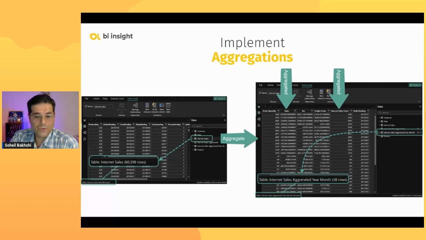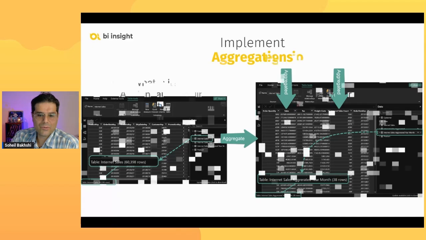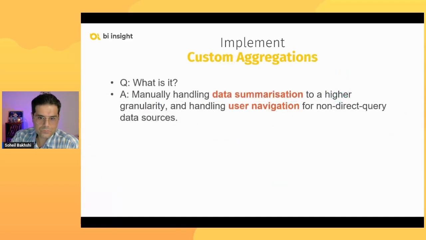But would it be more expensive to work with a table with 60,000 or 60 million or 60 billion records, or 38 or 3,000 or 3 million records, right? So obviously the aggregated table would be much faster.